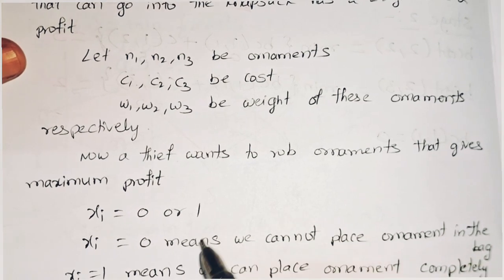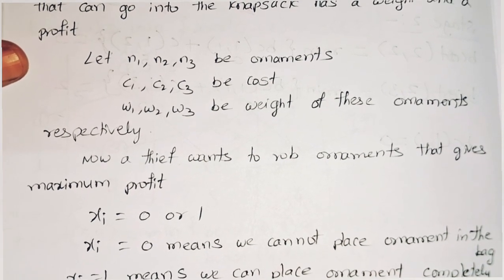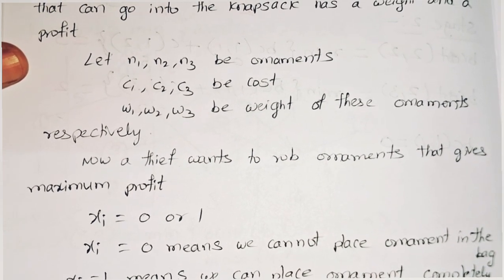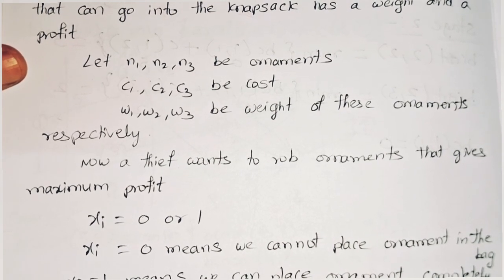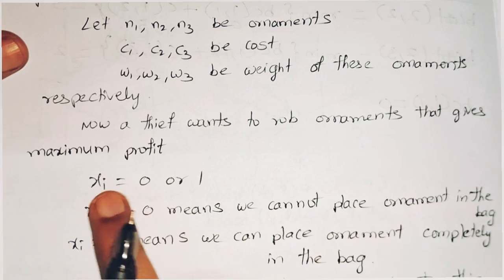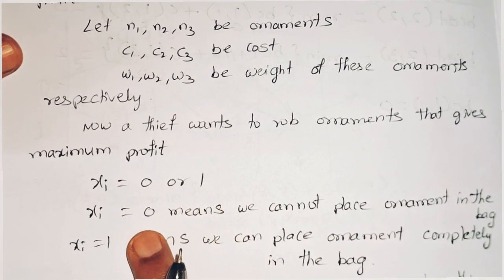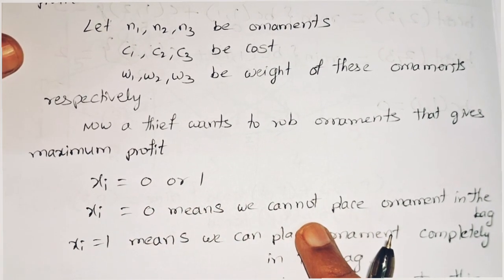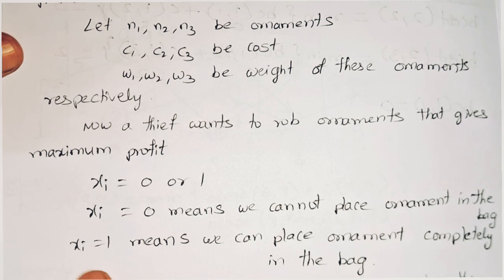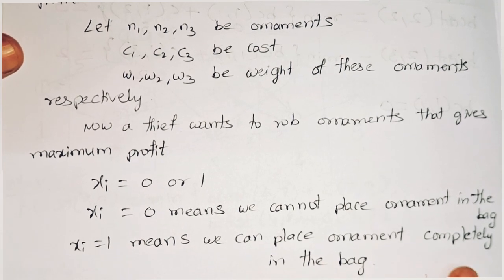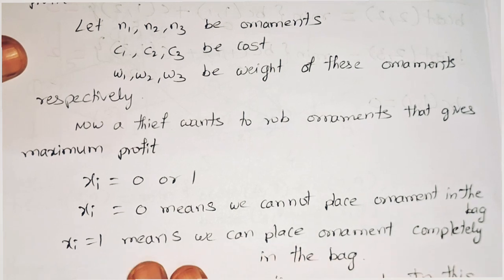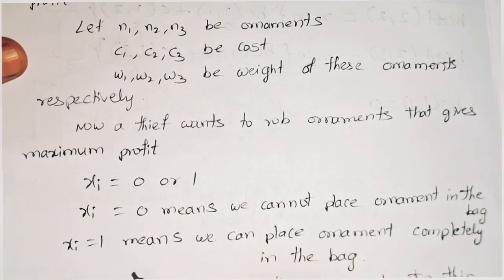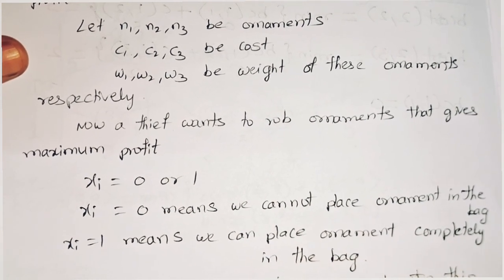If he wants to rob the ornaments, he has to either completely place the ornament into the bag, or not place the ornament into the bag. We represent that using x equals 0 or 1. 0 means we cannot place the ornament into the bag, and 1 means we can place the ornament completely in the bag. So that means we either keep the ornament or not.